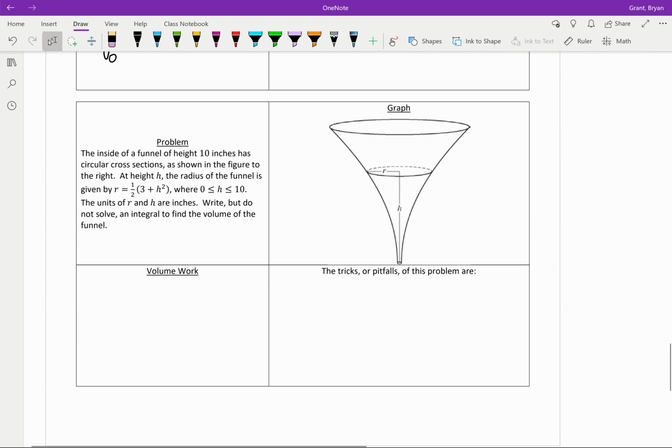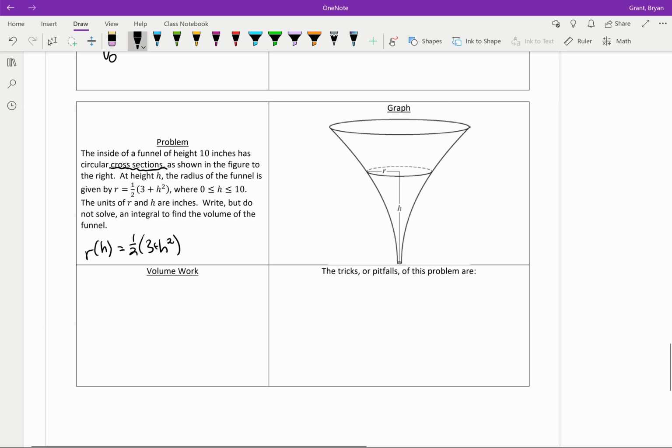So inside of a funnel of height 10 inches, so this total height here is 10, is shown to the right. At any height h, the radius of the funnel is given by this. So maybe I'll call it r of h is 1/2 of 3 plus h squared. And write, but do not solve, an integral to find the volume of the funnel. Well, this one's weird, but they did tell you cross sections. And to find volume by cross sections, there's always 3 steps.